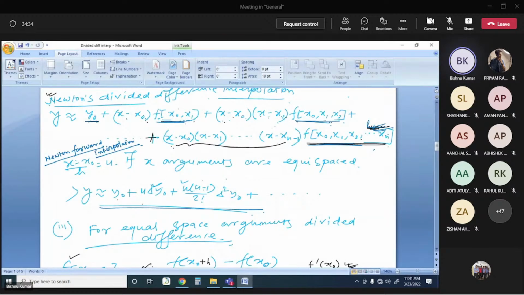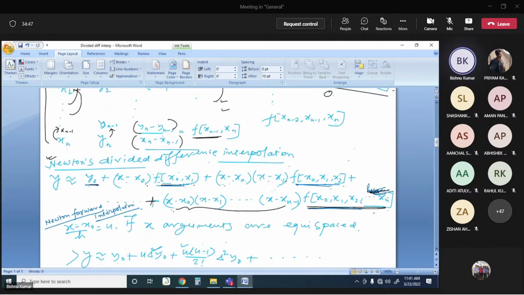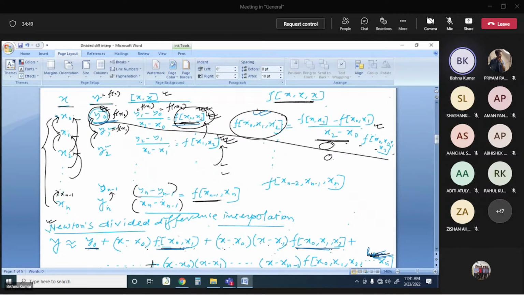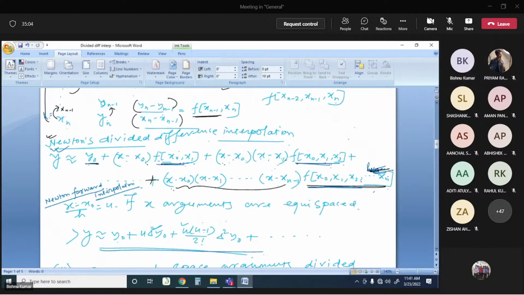So suppose for equal space arguments, Newton divided difference interpolation converges to Newton forward interpolation. Means if the x values are equally spaced, x1 minus x0, the space length, is h, and xn minus xn minus 1 is h. All values are equally placed, equal space arguments. Then this formula will be the same as this formula.